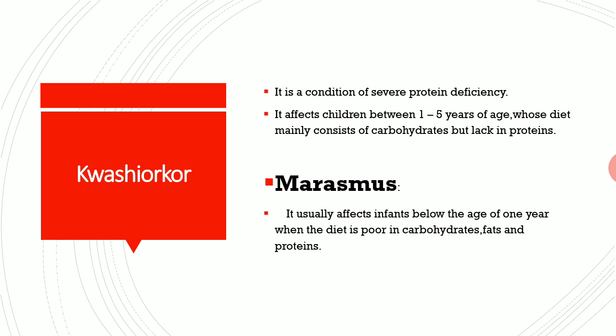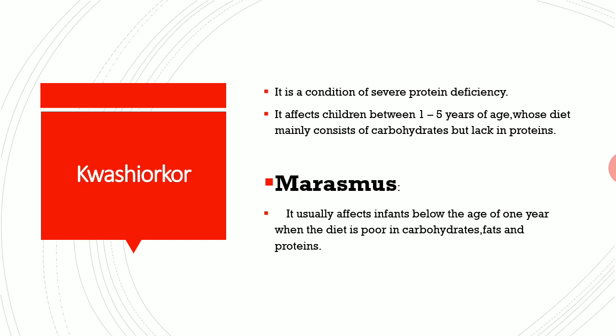Kwashiorkor is a condition of severe protein deficiency. What does deficiency mean? The children whose age is between 1 to 5 years will mostly be affected by this disease, not elder human beings or old people. These children take in only carbohydrates, only rice items alone, and if they are not taking in protein at all and there is no protein in their body, it causes kwashiorkor.